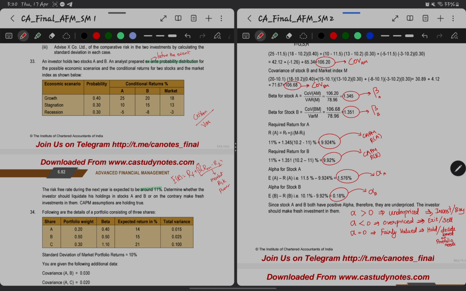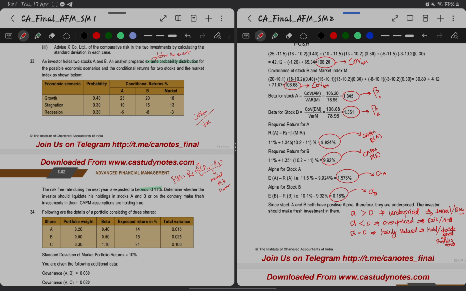So here both values are positive, so both are giving more than what is required under CAPM, which is a theoretical basis. As the expected return minus the required return is positive, the alpha is more than 0, hence the stock is underpriced. So we can go ahead and invest or buy in both cases, stock A and stock B, or on a portfolio basis we can go ahead and invest.